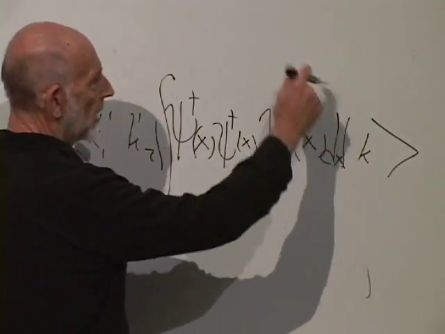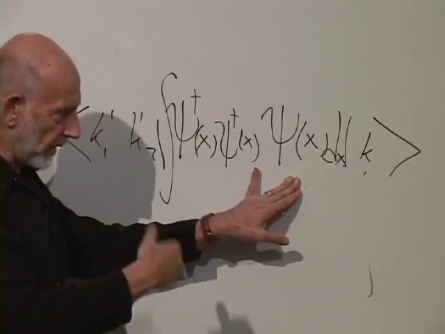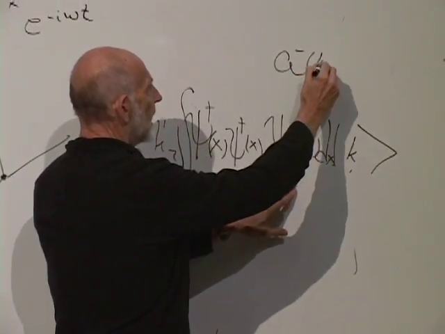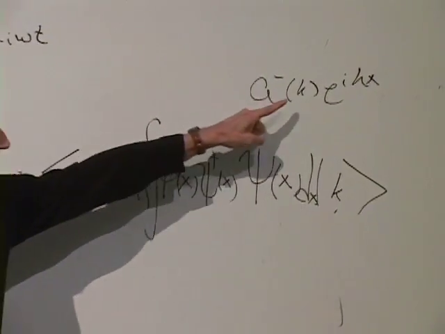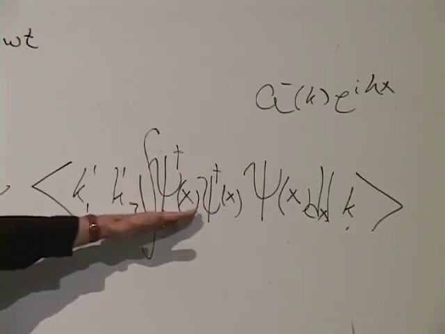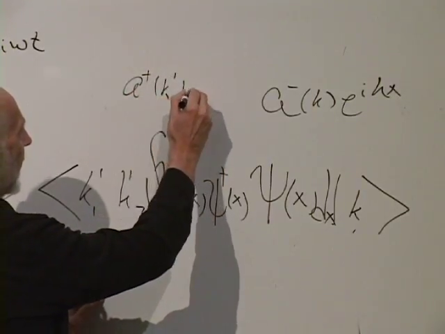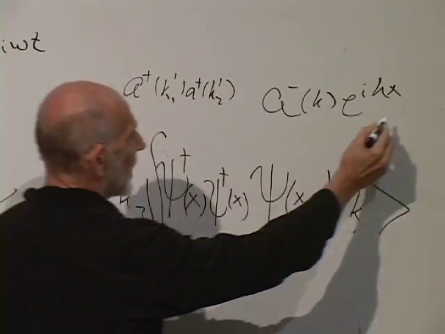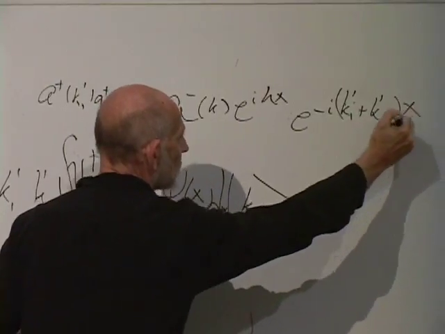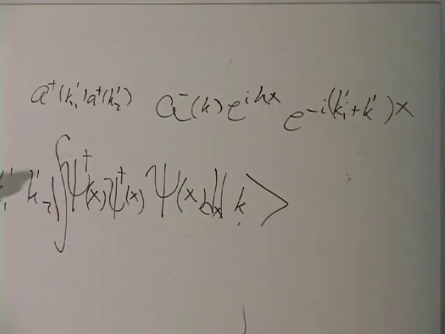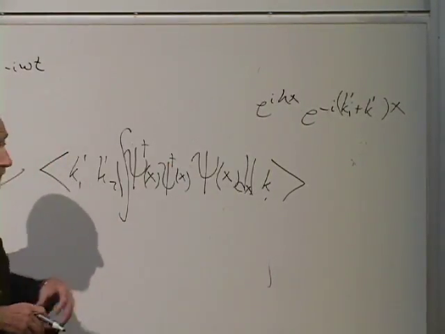Again, these psi's have creation and annihilation operators. There's some annihilation operator in here which can work on this particle, eat that particle. That's some a minus of k, and it has an e to the ikx in it. Let's forget the omegas. We don't need the time dependence in here. So that's the operator which eats this particle over here. And then there are these two operators which put back the particles over here, and they give us some a plus of k1 prime, a plus of k2 prime, and then there's an e to the minus i (k1 prime plus k2 prime) x, same x. These operators act, we calculate the matrix element. That's all trivial. The only thing of interest that's left over is this function of position.